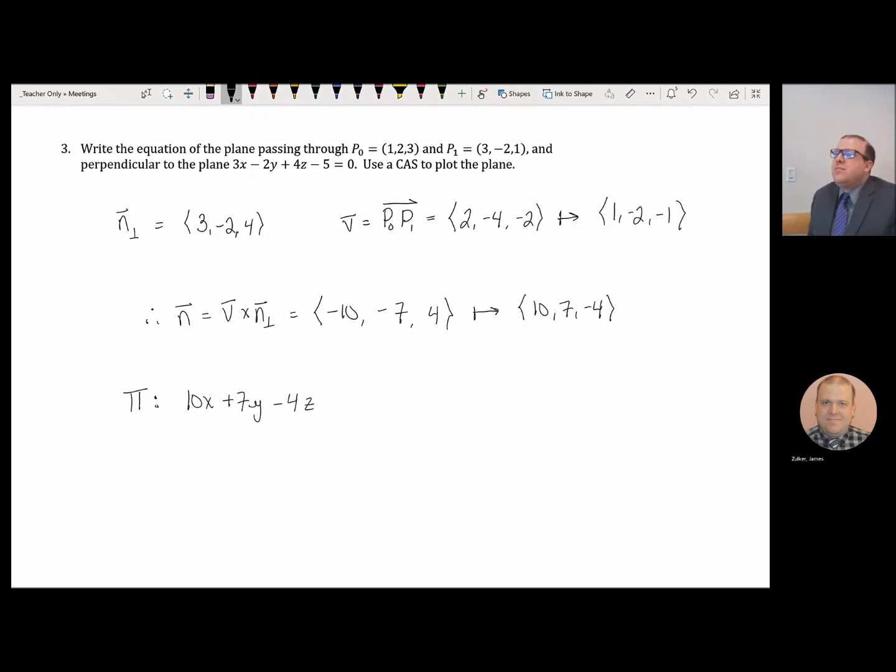10 times 1, negative that, right? Negative 10 minus 7 times 2, negative 14. That's now negative 24. Minus negative 4 times 3, negative 12. Negative 24 plus 12 is negative 12. D is minus 12. And there's our plane.